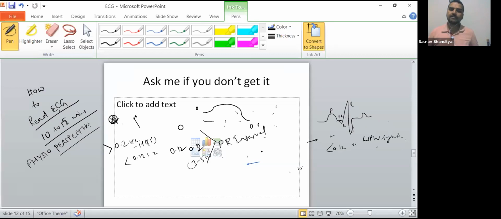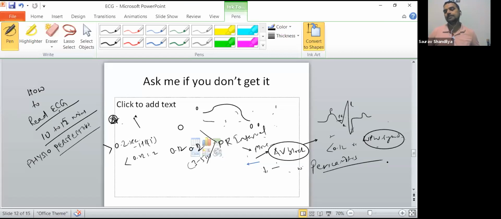If the PR interval is prolonged, that means what? Anybody? AV block, right? Atrioventricular block. If it is less than 0.12, it is WPW syndrome. Okay, if the PR interval is much decreased, it can happen in any inflammation also, like pericarditis. It doesn't allow it to repolarize easily. That's it, nothing else. Don't make things complicated, it's very easy.